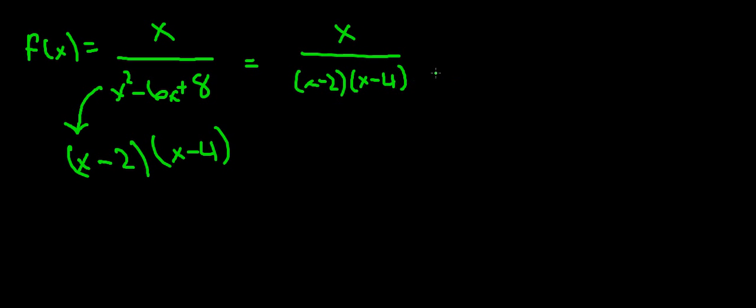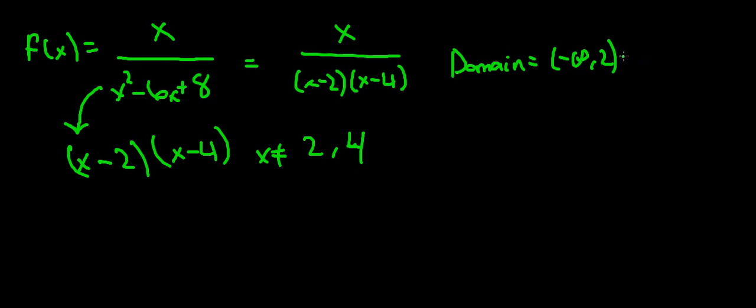So we can say that this is the same as x minus 2 times x minus 4. And now it's very easy to see that 2 and 4 are going to make this equal to 0, and therefore undefined. So we can say that the domain is equal to negative infinity to 2, 2 to 4, 4 to infinity. And notice here that 0 is in the domain. Just because the function is equal to 0, that's okay.